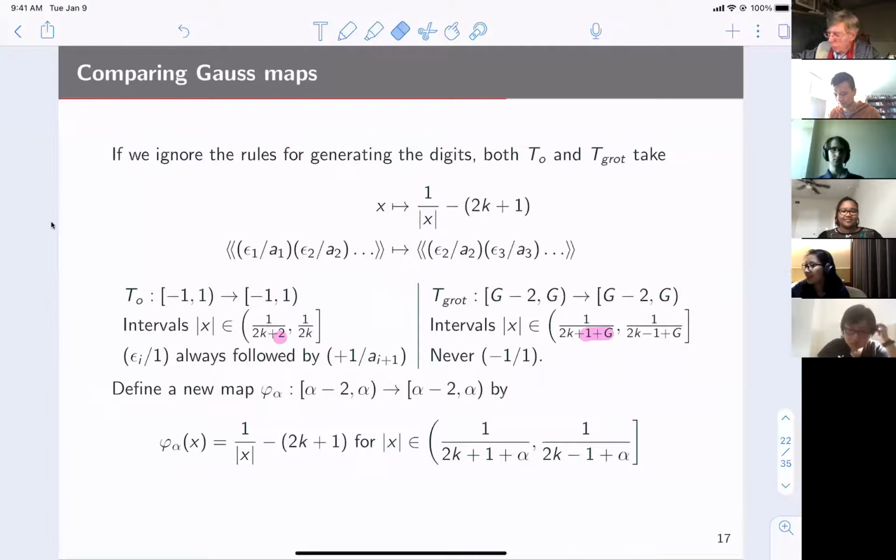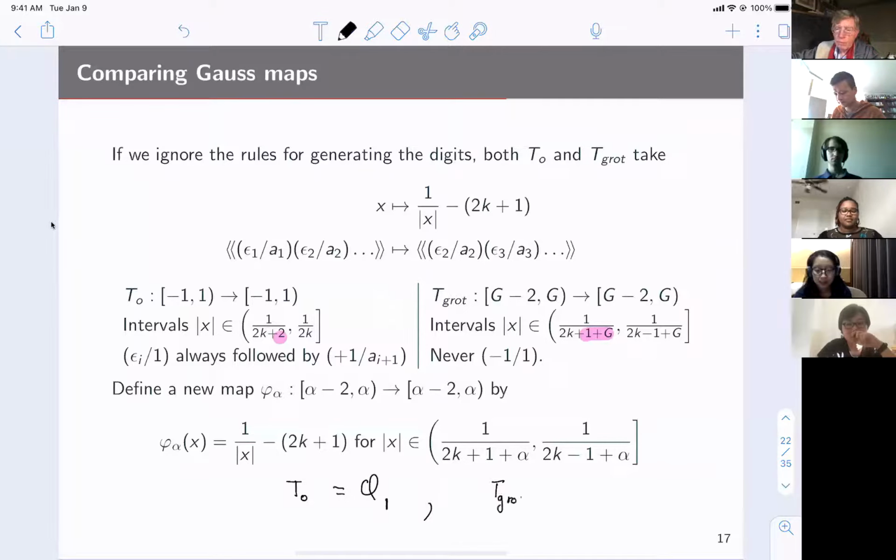But we can kind of see some generalizing going on here. So we can define this new map of a length 2 interval for some parameter alpha, where we have the same thing, 1 over the absolute value of x minus some odd integer, and we have some rules for picking that odd integer. So T sub O is phi sub 1, right? So if alpha equals 1, this agrees with the odds or the extended odds, and T grotesque is going to be when alpha equals g.